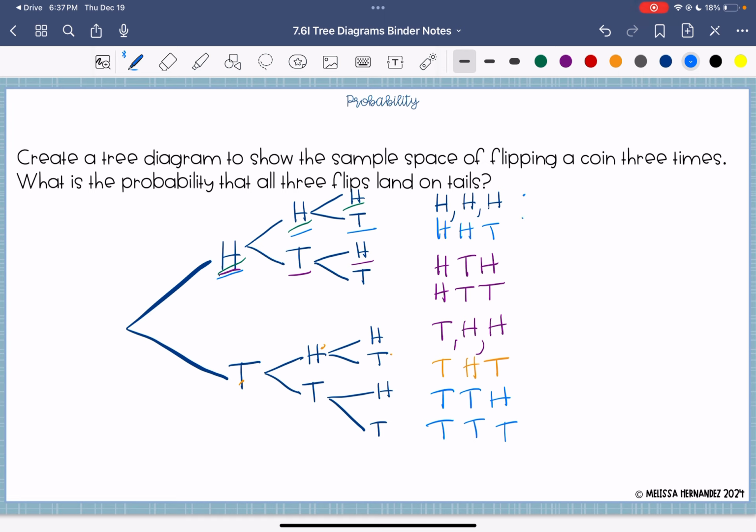So now it's what are all the possible outcomes? 1, 2, 3, 4, 5, 6, 7, 8. So 8 is the total possible. And then it said all 3 land on tails. So when you look at it, which one has all the tails? Well, it would just be 1. If you look at the list, it's easy to tell that only 1 out of 8 would end up with tails all 3 times. Now, this is just theoretically. It doesn't mean that if you actually flip it, it will do that. This is just what should happen. So it's theoretical probability. You actually flipping a coin, that would be experimental.